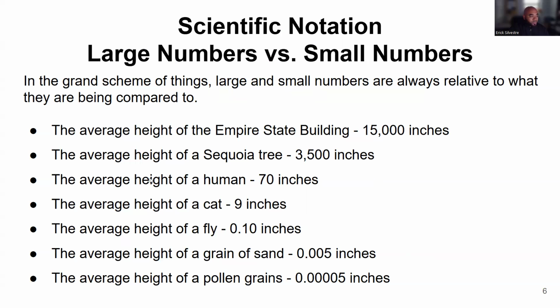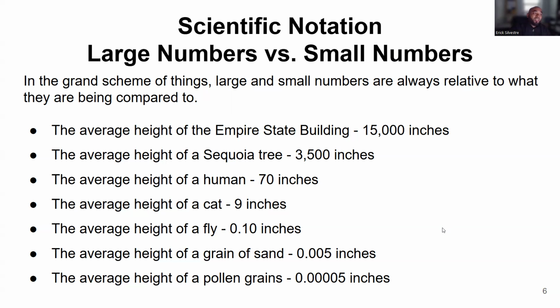But if you start looking at other things, if I say the average height of a cat, about 9 inches, a human is larger than a cat. If I tell you the average height of a fly, 0.1 inches or 1/10 of an inch, you now start seeing compared to other things what is big and what is small. The height of a grain of sand, about 0.005 or 5 thousandths. And the average height of a pollen grain is even smaller. So again, everything is relative. If I compare a pollen grain to the height of a fly, I see how many place values of a difference they have between each other, and I could say how many times larger that is. So that's what we have to understand.